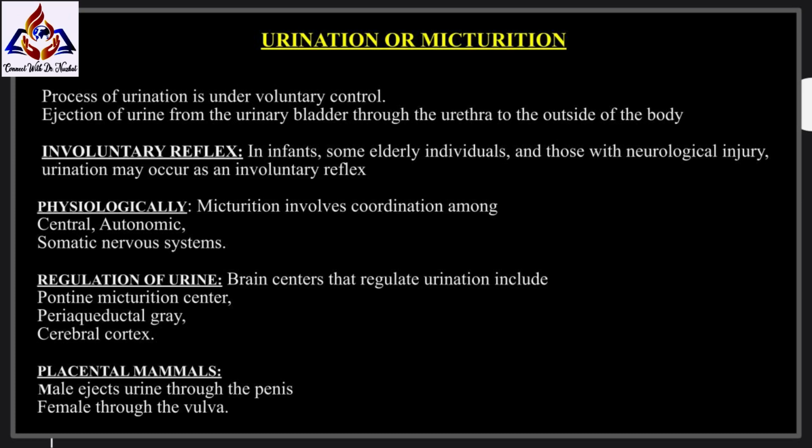Physiologically, micturition involves coordination between the central, autonomic, and somatic nervous system. Brain centers that regulate urination include the pontine micturition center, periaqueductal gray, and the cerebral cortex. In placental mammals, the male ejects urine through the penis and the female through the vulva.